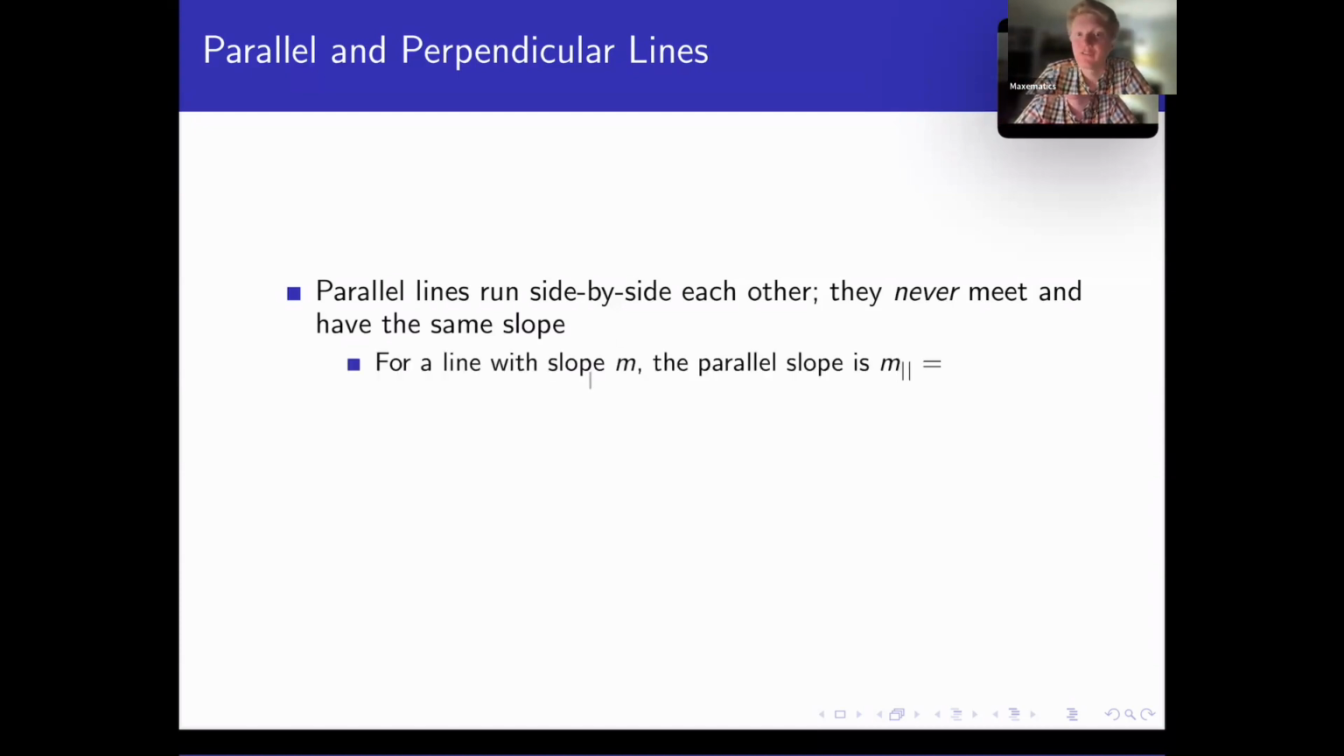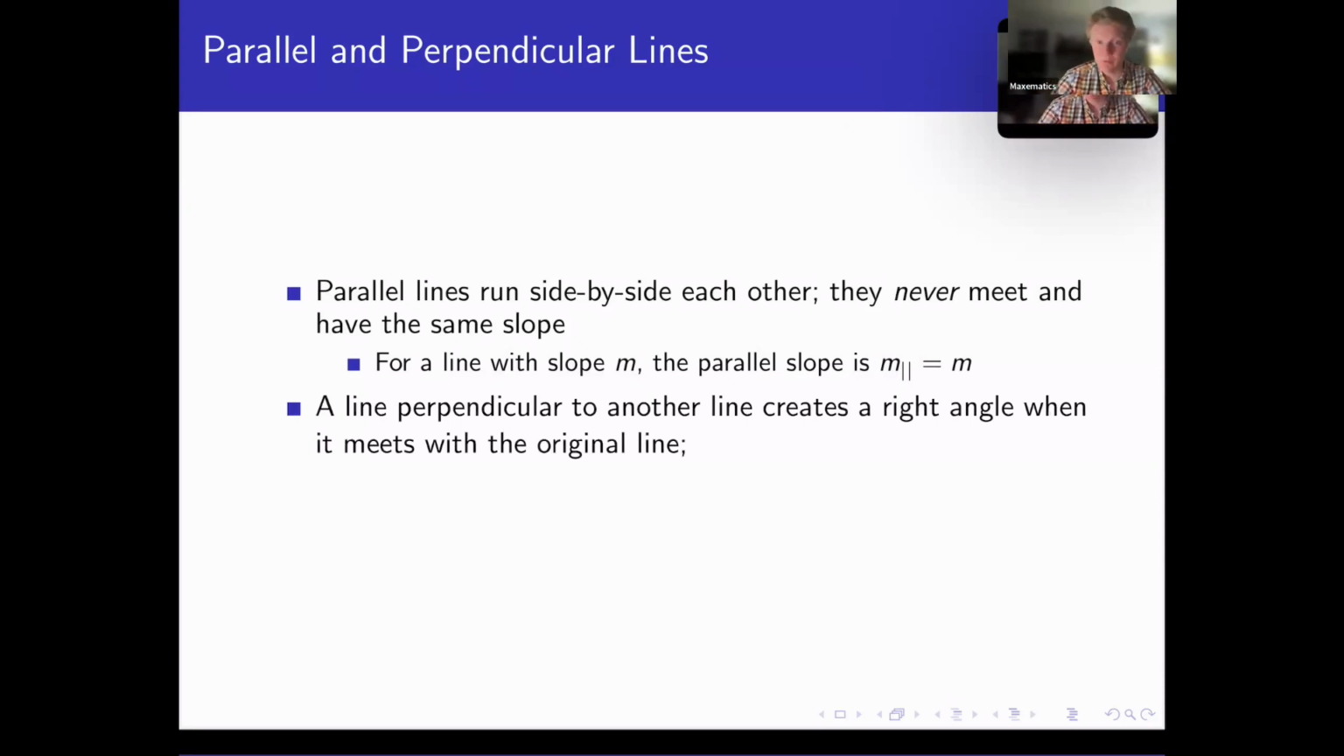So for a line with slope m, a line parallel to it, with this m parallel notation right here, well, the parallel slope to any line would be just m. Okay, now you're kind of wondering what does that mean? M parallel equals m. It just means that the parallel slope is the same as the original. Now, a line perpendicular to another line creates a right angle when it meets.